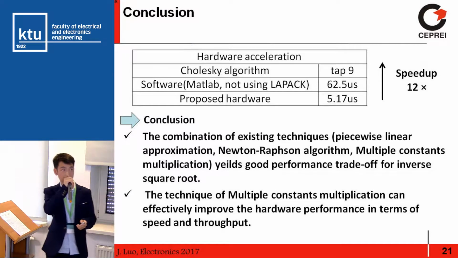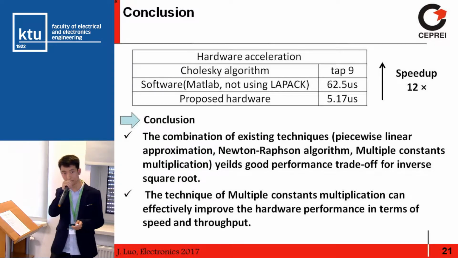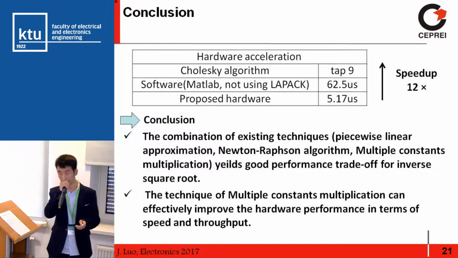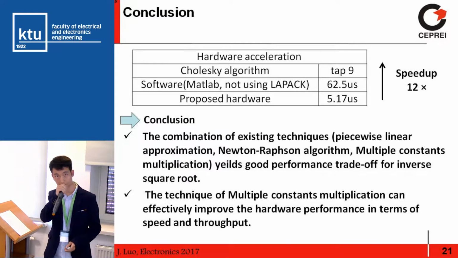The conclusion is that we use combinations of existing techniques to yield a good performance trade-off for the inverse square root, and the MCM technique can effectively improve the hardware performance in terms of speed and throughput.